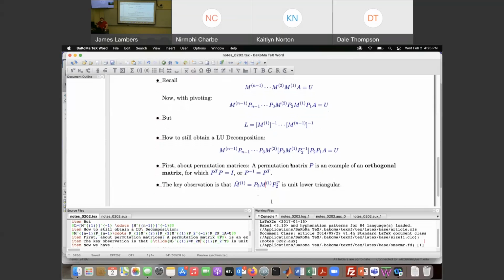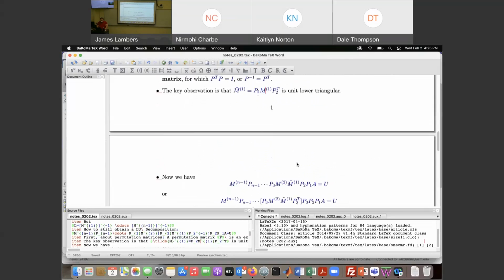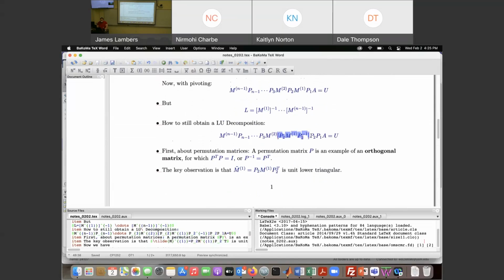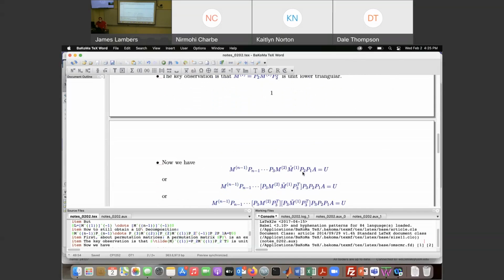So now what do we do with that? So now M1 tilde, all I've done is I've replaced this expression with M1 tilde. So now I have two permutations front-loaded. P1 was already here, now P2 immediately follows it. And then I have all the other stuff. So that's a start down the right path. And I want all the P's to happen first. But now I have to continue the process.